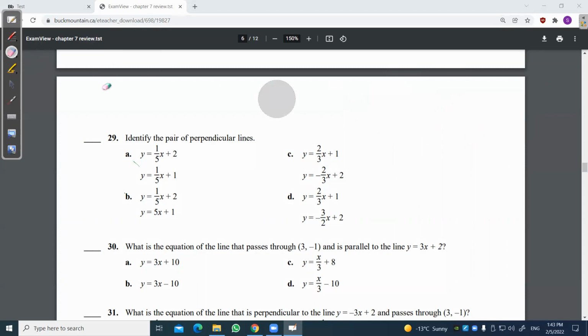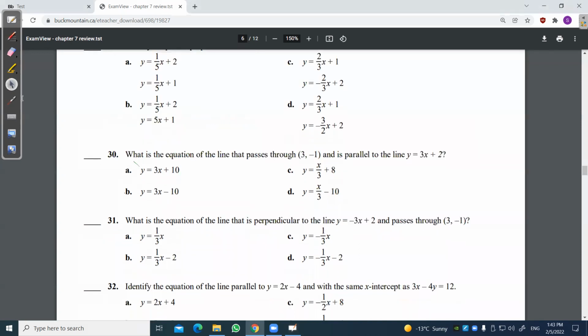So 2 over 3x looks something like this, okay? And then -3 over 2 looks something like this. So the point at which they meet is a right angle. That's what perpendicular means. 30. What is the equation of a line that passes through this point and is parallel to this line?